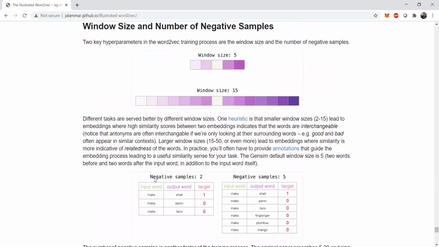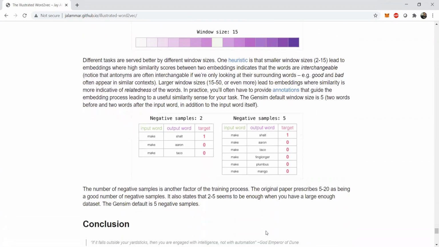And there are negative samples associated with it too. If we see over here how negative sampling is used in Gensim, we take an input word make, and we compute an output word shalt. It has a target value of 1 because shalt is in the neighborhood of make, in the same sliding window. Make and Aaron is not in the same window, so it has a value of 0. That is, it is a negative sample. Similarly, these samples are getting generated.